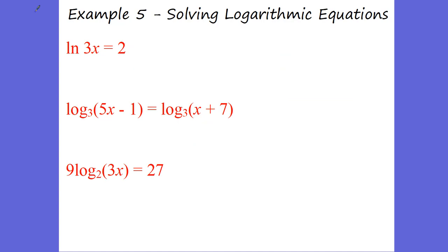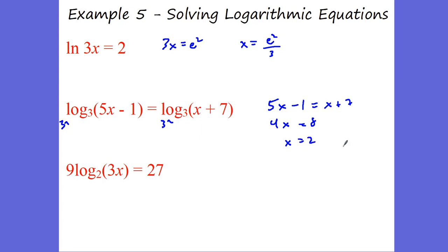Example 5. Solving logarithmic equations. What's the opposite of natural log? It's e to the, so we have 3x is e to the second power. Then we divide by 3. x is equal to e squared divided by 3. On this one, you have log base 3 of 5x minus 1 equals log base 3 of x plus 7. You're going to do 3 to the and 3 to the. That cancels both of these, which means 5x minus 1 equals x plus 7. We can get our x's to one side, 4x, and our numbers to the other side, 8, which means x is equal to 2 for this problem.